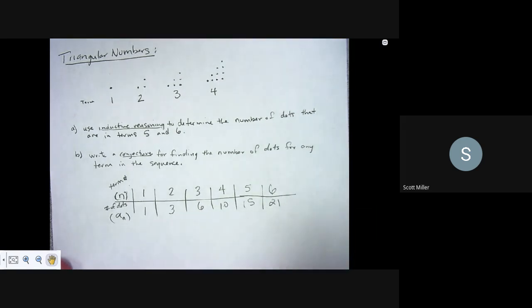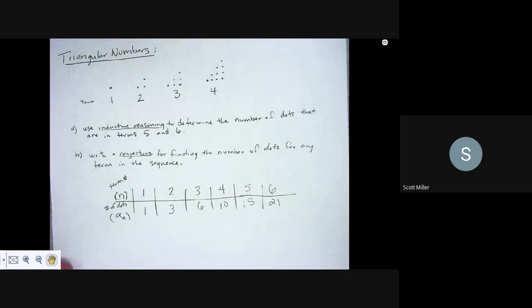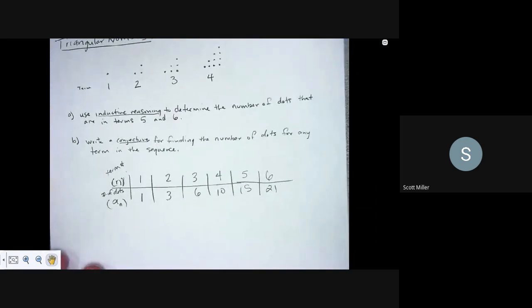Okay? Now what we want to do is write a conjecture. Can we find a conjecture, a rule or a statement, that tells me how to find the number of dots no matter where I am? Let's say I wanted to find out how many dots were on the 100th term. I don't have to go all the way up to 100 to find it. I want to be able to go right to it and figure that out. And that's what the conjecture is. It's the rule that you would find from this.